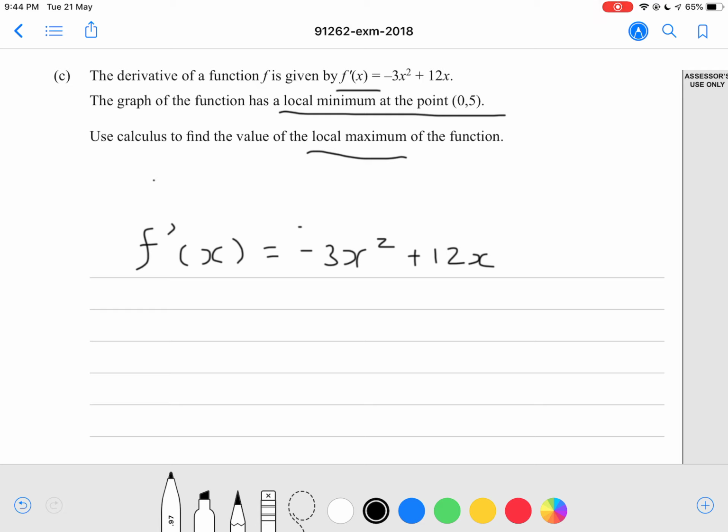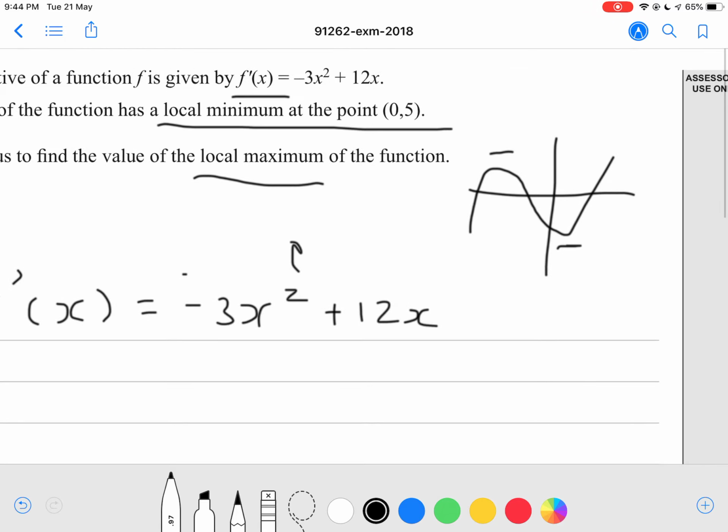Once we integrate, we're actually going to increase this power. If we increase this power by 1, that becomes something x cubed. And because it's something x cubed, we know that it's a cubic graph. You should know that a cubic graph looks something like this, with a local maximum and then a local minimum somewhere. It tells you where the local minimum is, and you're just trying to find the local maximum, because the cubic graph has 2 turning points.